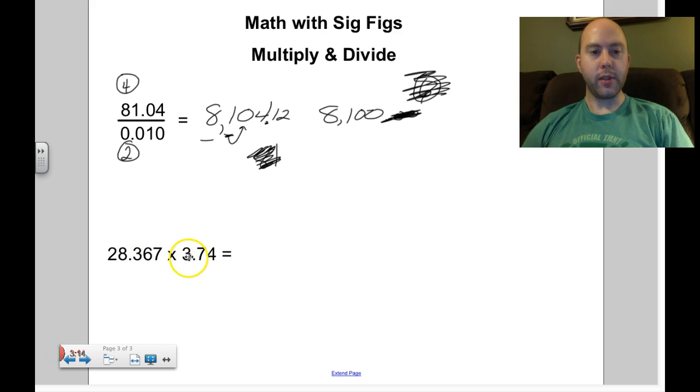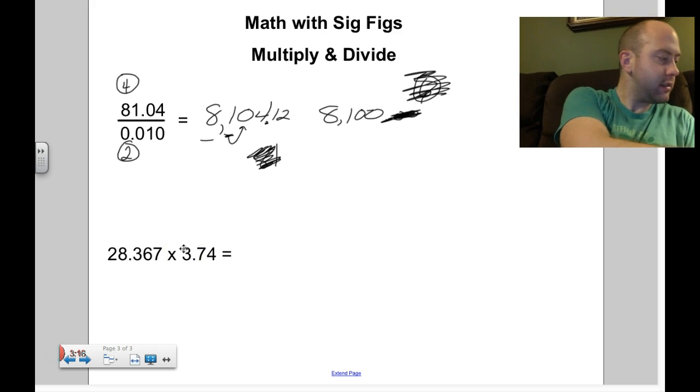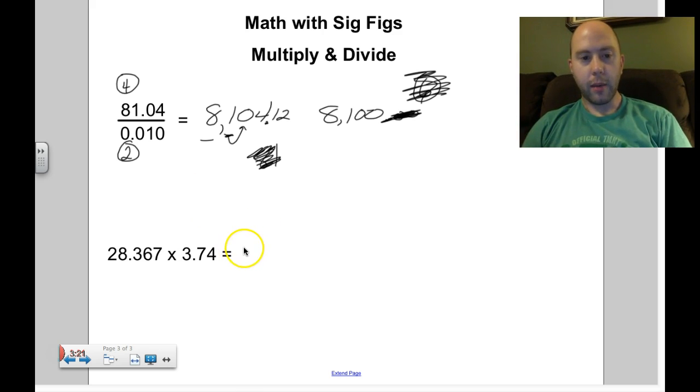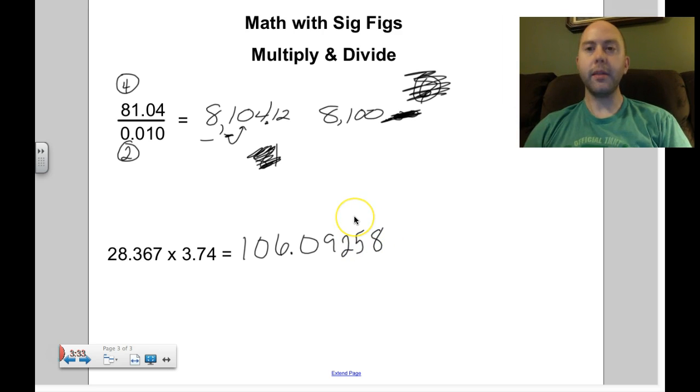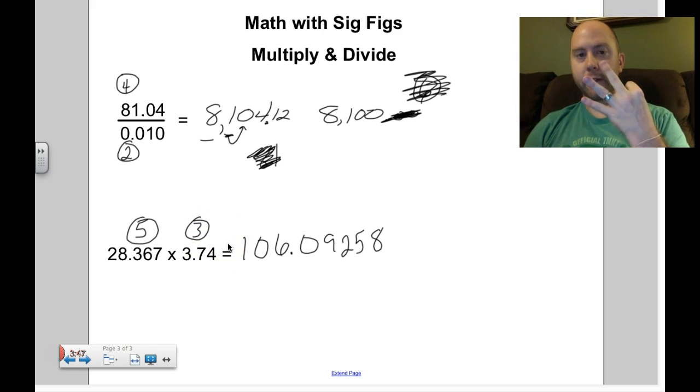28.367 times 3.74. I'm going to multiply that. Let me do my calculator. On my calculator, I get 106.09258. Okay, and again, where do I round? Well, ask yourself, how many sig figs are there? There are 1, 2, 3, 4, 5 sig figs in that number. 1, 2, 3 sig figs in that number. So my answer must have 3 sig figs.